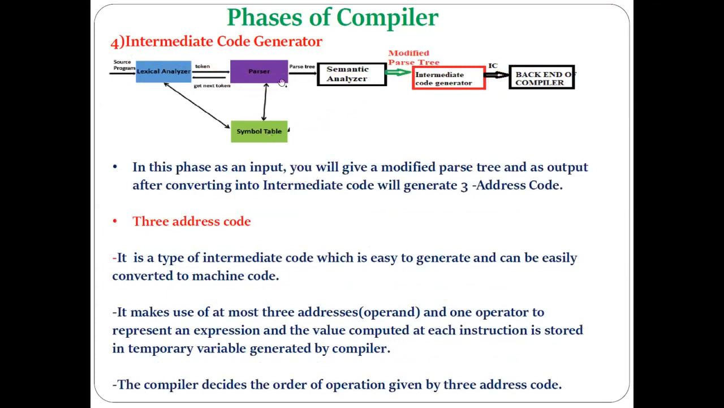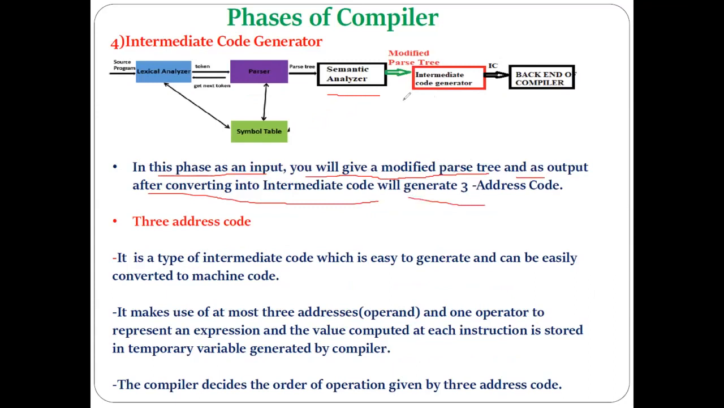So here I have mentioned, in this phase, that is the intermediate code generation phase, what input does the intermediate code generator get? The intermediate code generator gets the input from the previous phase of the compiler, that is the semantic analysis. So here I have mentioned, in this phase, as an input, the compiler will give the modified parse tree, and as an output, after converting it to the intermediate code, will generate the three address code.